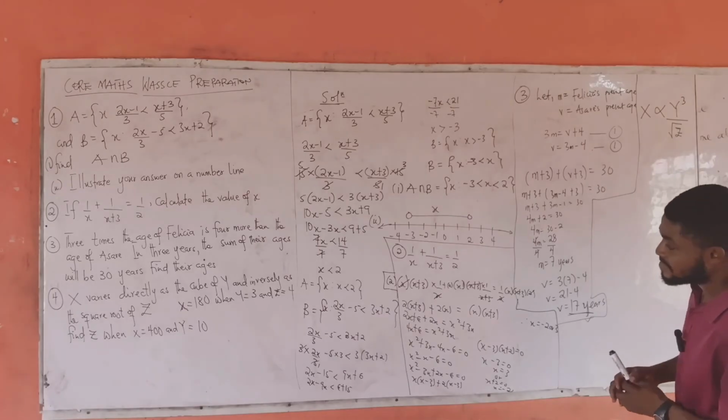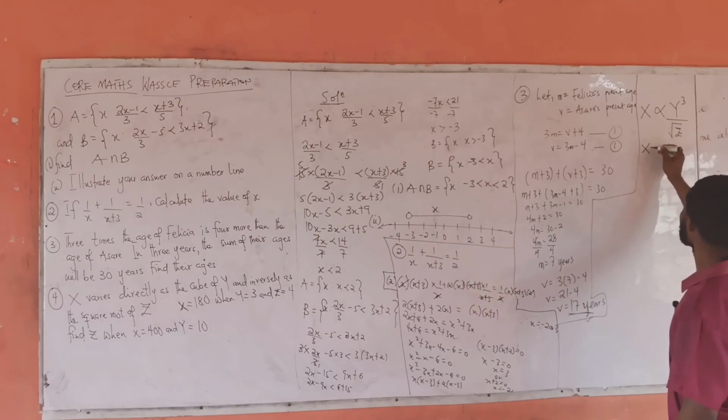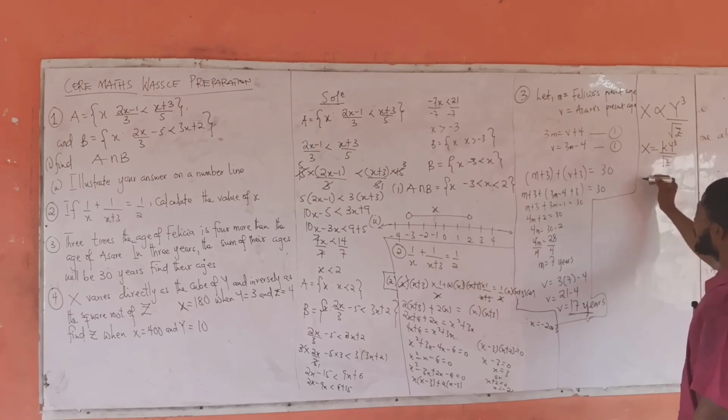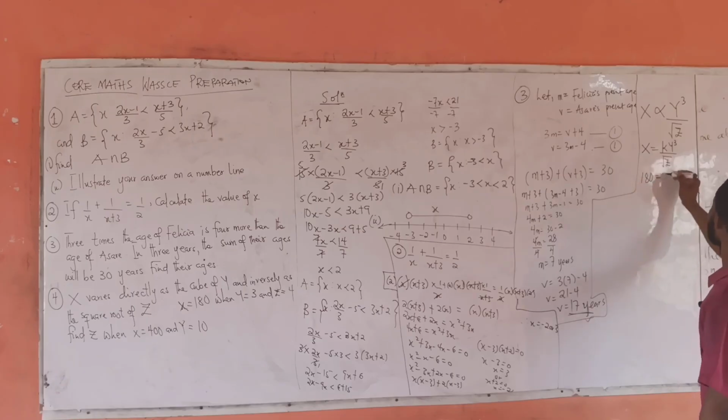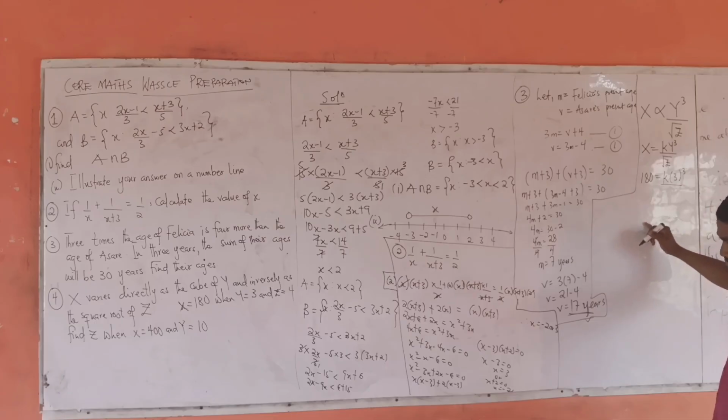x varies directly as the cube of y and then inversely as the square root of z. x is equal to 180 when y is equal to 3 and z is equal to 4. So x now becomes, I introduce my constant of proportionality, k y cubed over square root of z. x we're told is 180, k we do not know, y is equal to 3. So 3 power 3 all over root of 4, since z is equal to 4.